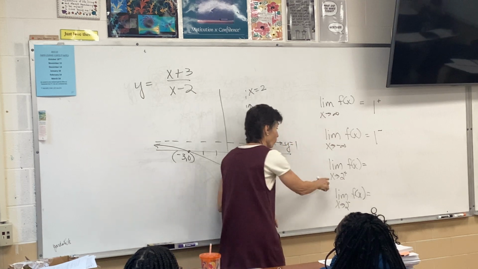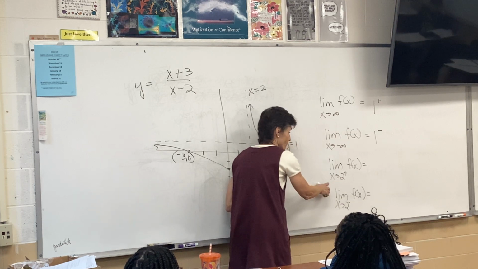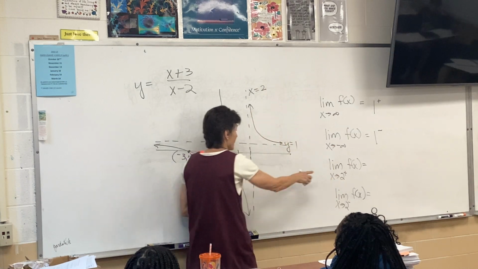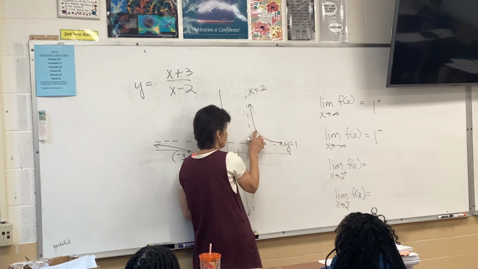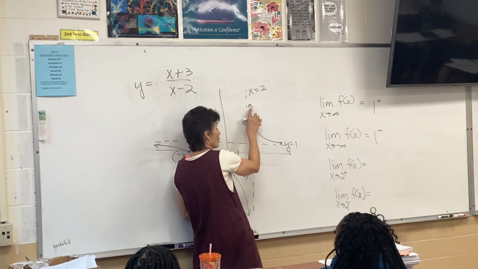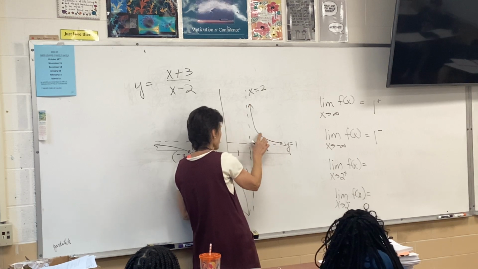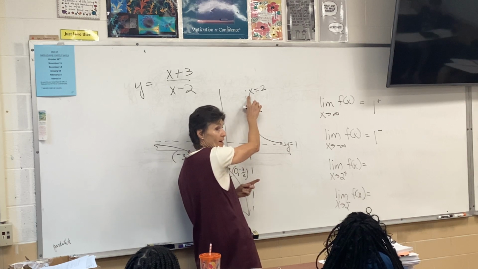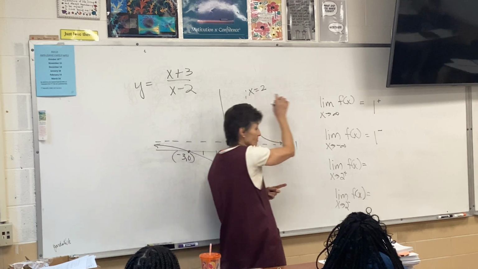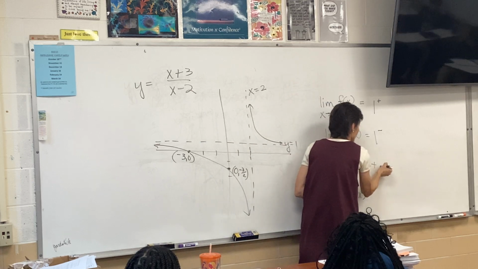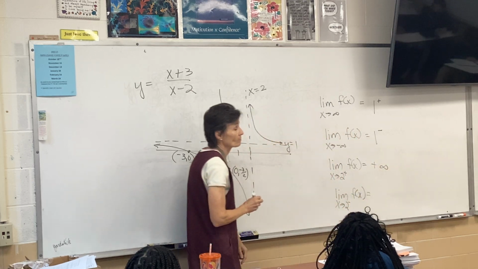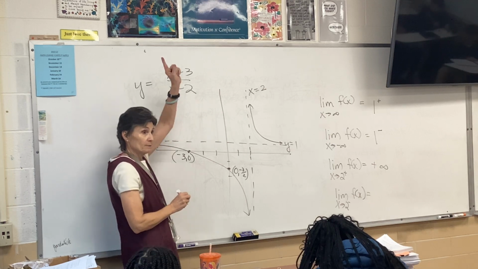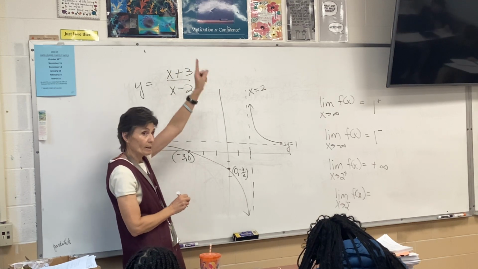Okay, so what happens to my picture as I get closer to 2, here's 2, from the positive or the right side? What's my picture doing? Going up where? Positive infinity. It's shooting up forever and ever and ever. Shooting up. Positive infinity means we're going up.